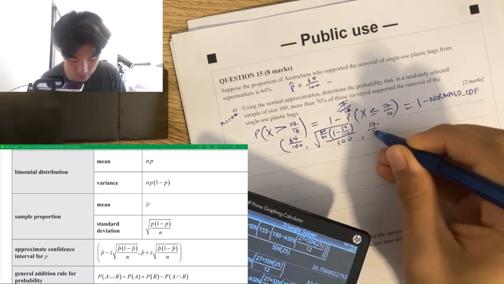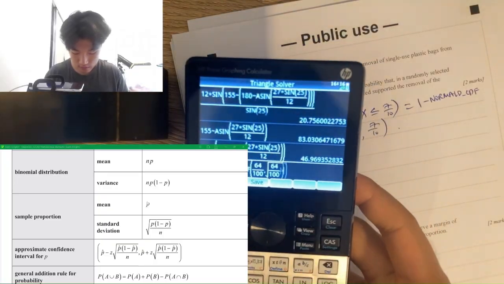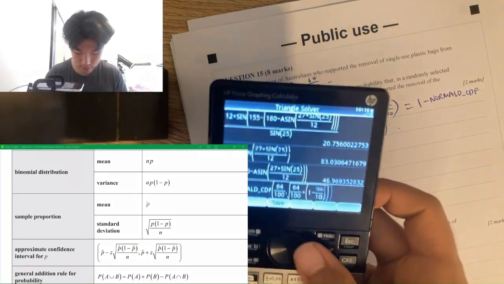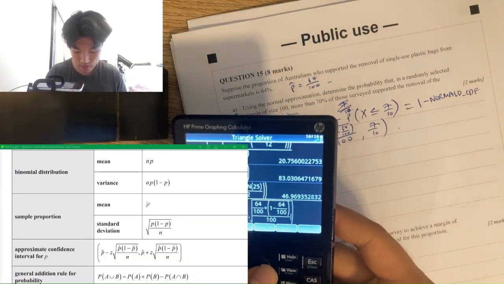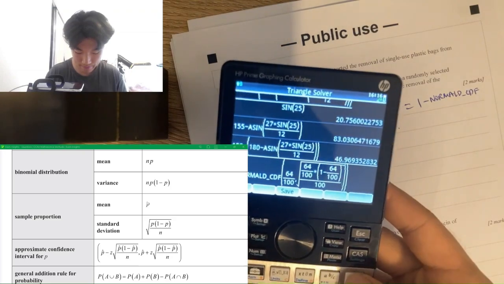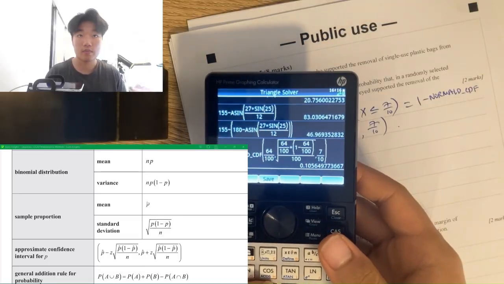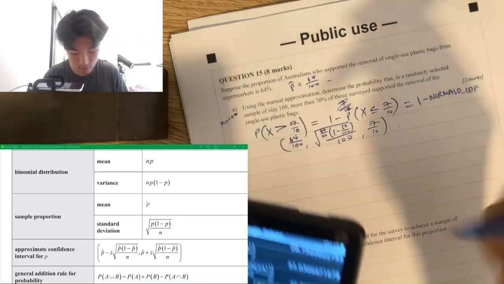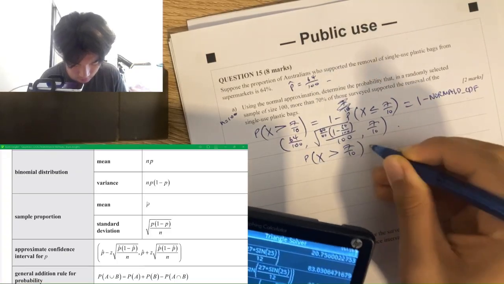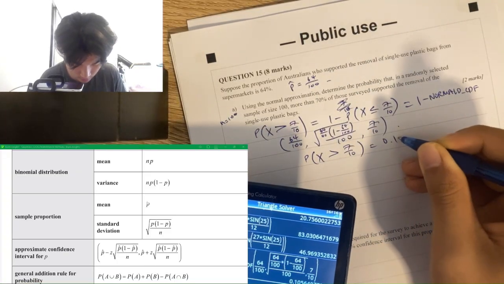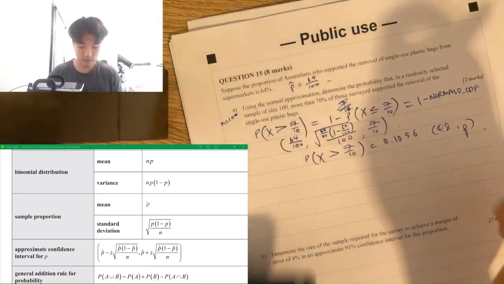And then we're going to 7 over 10. Okay. 1 minus 64 over 100 divided by 100. And then we go over here, comma, 7 over 10. So that's the probability. Probability x is greater than 7 over 10 equals 0.164 to three decimal places. Okay.